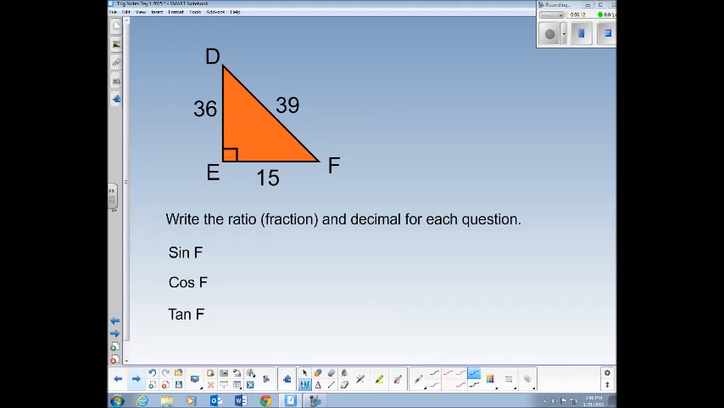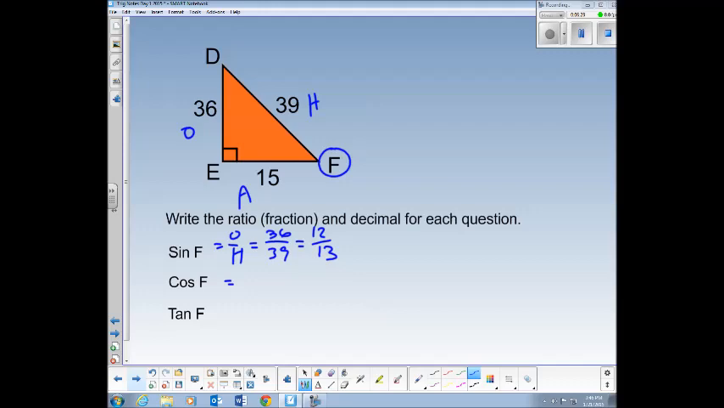All right, so the sine of f, we've changed the angle here. This is now my opposite, my adjacent, and my hypotenuse. So sine is O over H. So you should have here 36 over 39, which is 12 over 13.